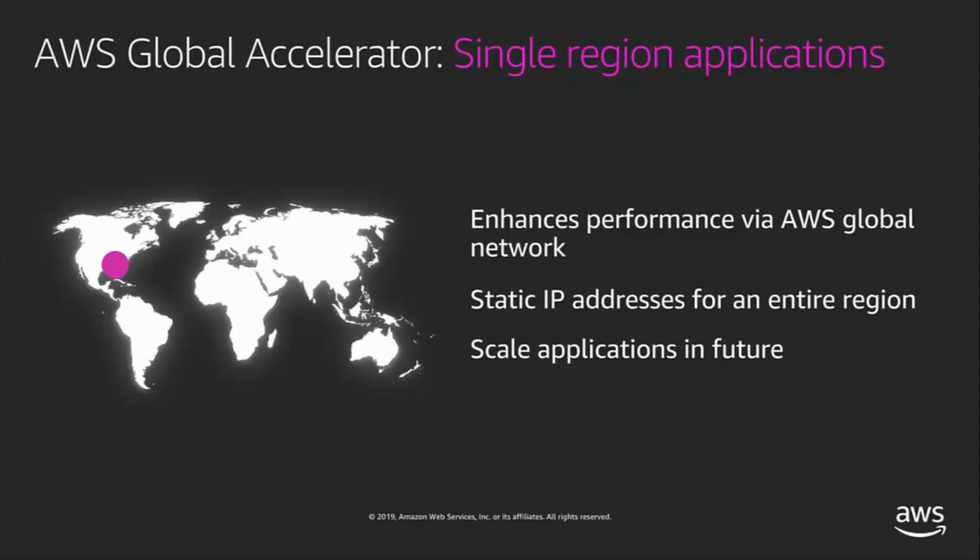And so far we talked about how Global Accelerator works well for multiple region deployments. Even if you have a single region application with clients connecting from multiple geographical areas, you want to enhance the performance and reduce latency for them. Global Accelerator will work for you because you onboard traffic as soon as possible into the AWS Global Network. You can give static IP addresses to all your clients, and you can scale applications behind them seamlessly to your clients.